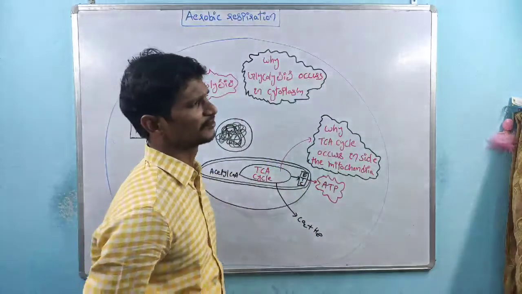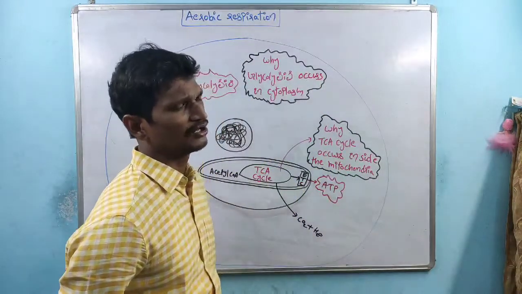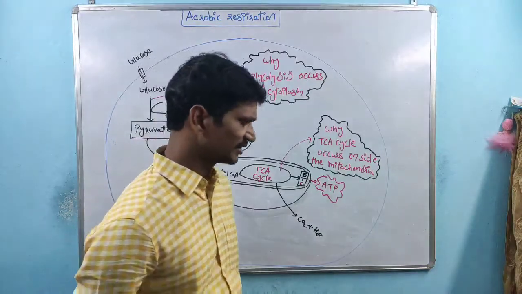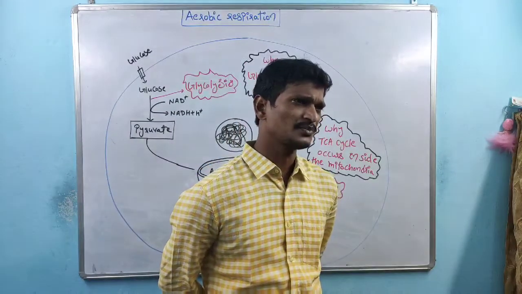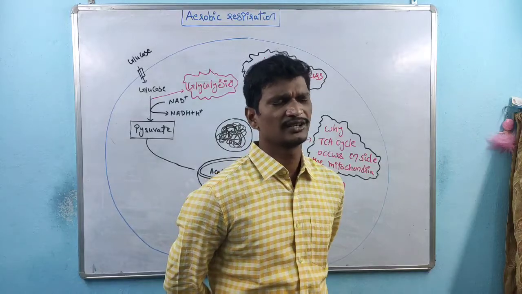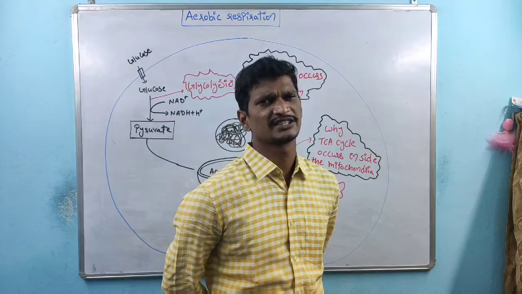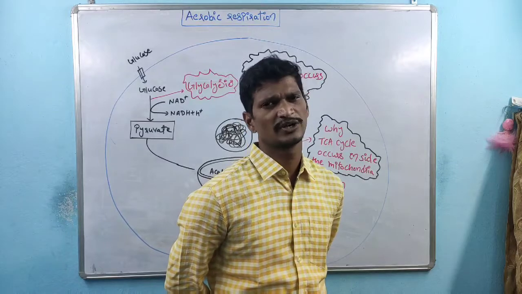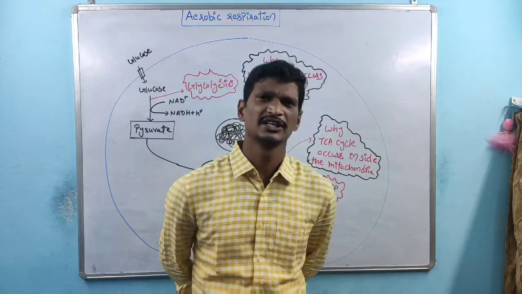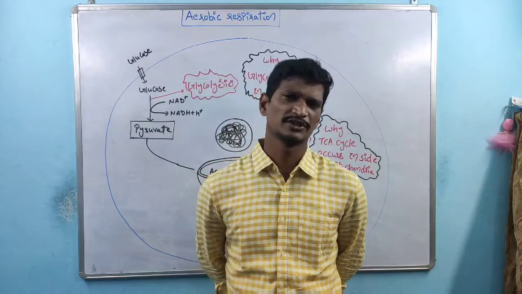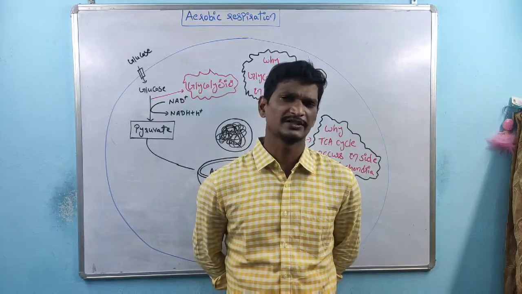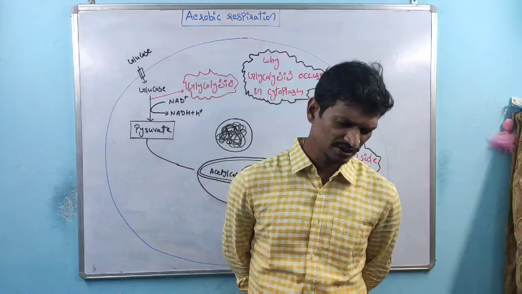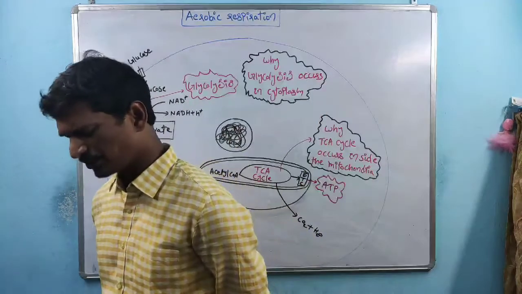In the last class I explained that anaerobic respiration also occurs in human beings. Within skeletal muscle cells, when we are running continuously, in vigorous exercise conditions, the body lacks oxygen, but energy is still required. So for the production of energy, glycolysis takes place, followed by lactic acid production. That is called the Cori cycle.